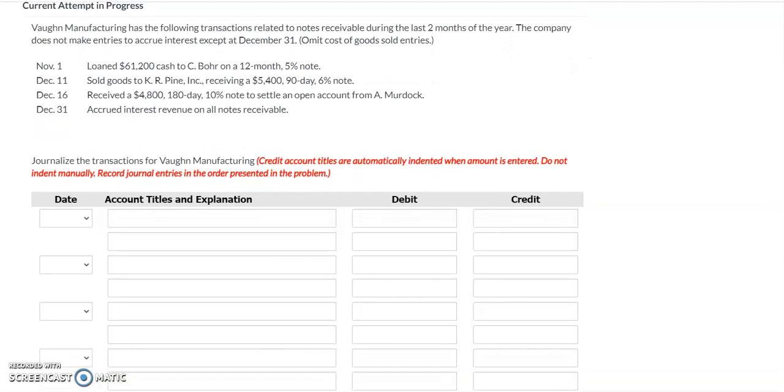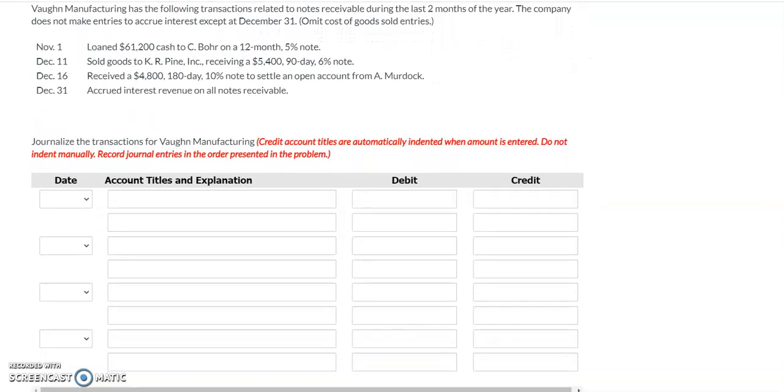In this first problem, we have some transactions relating to notes receivable during the last 2 months of the year. And this company does not make entries to accrue interest except at year end. So we're going to go ahead and include the dates for all 4 transactions. And we know at the end of the year, we're going to be recording the interest for all of the notes receivable.